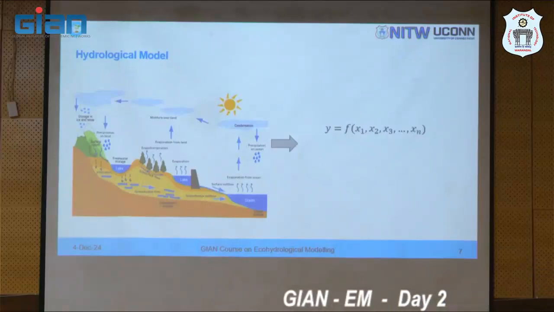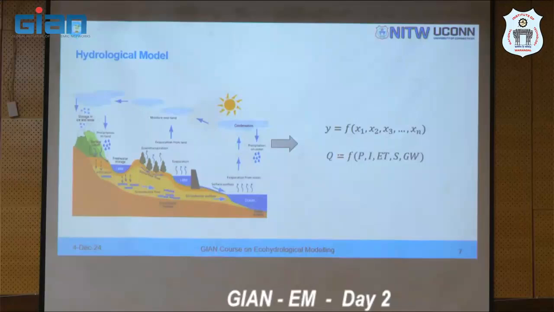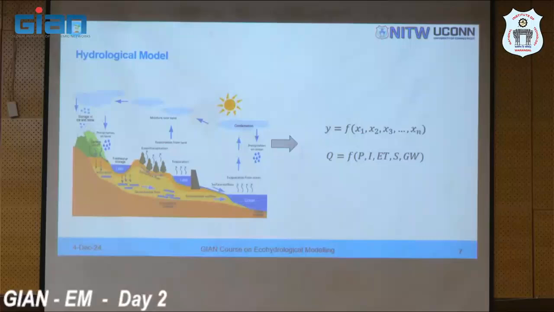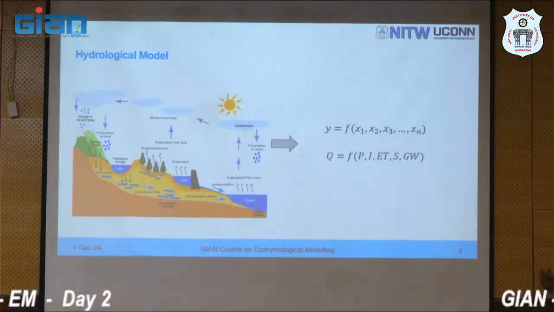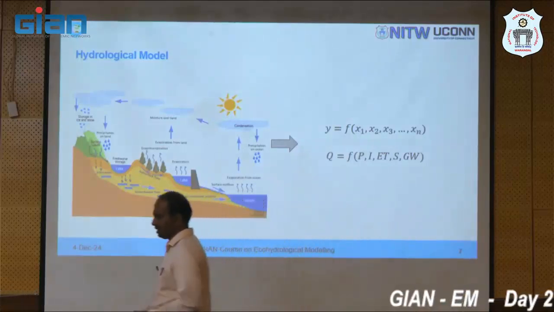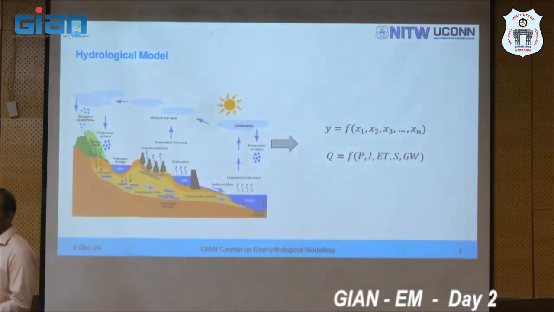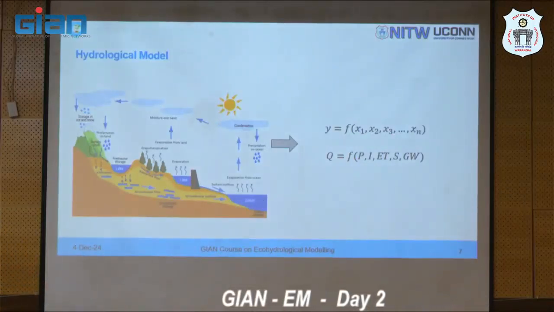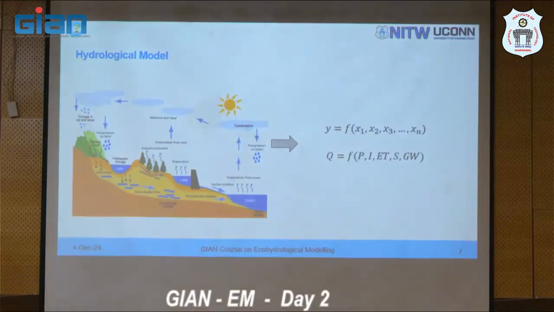So, coming to the hydrological model, we are trying to develop this particular expression where y is a function of x1, x2, x3. Most of the models will give stream flow as a function of precipitation, infiltration, evapotranspiration, soil moisture and groundwater flow in general. Though you get other outputs, most of your watershed based hydrological models have stream flow as a function of these.